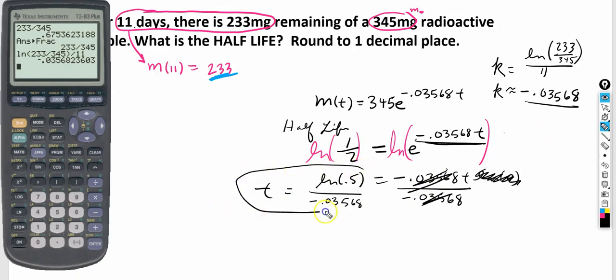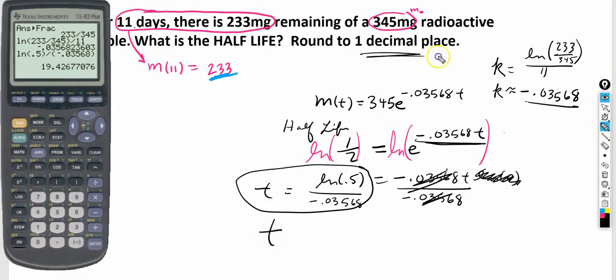But now we're supposed to say how many days that is, and we're going to round it to 1 decimal place. So ln of 0.5 divided by the negative of 0.03568. And so my half-life, if I take it to 1 decimal place, is approximately 19.4 days.